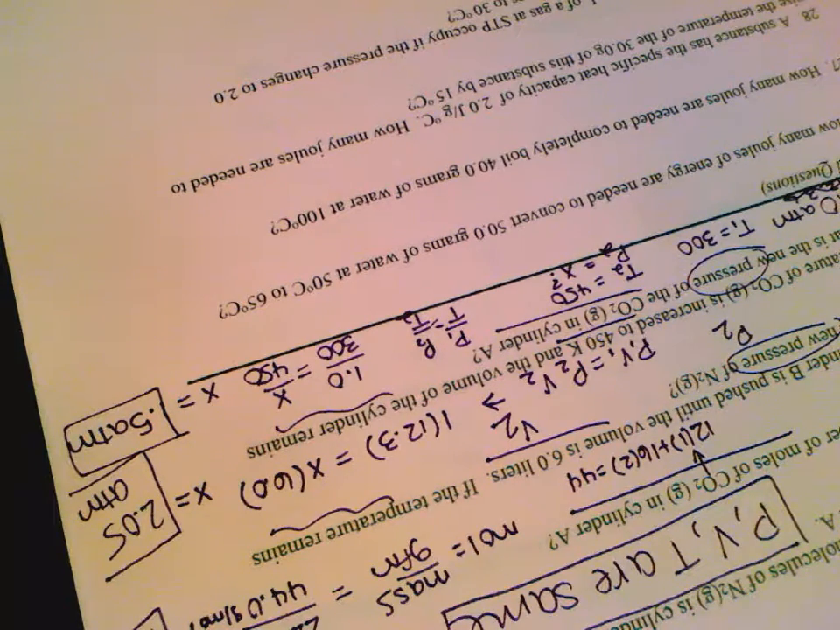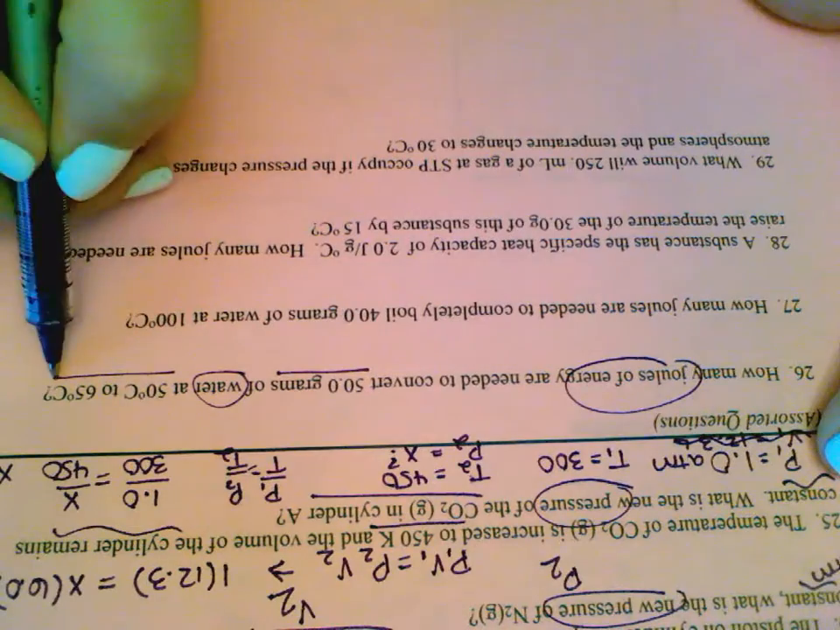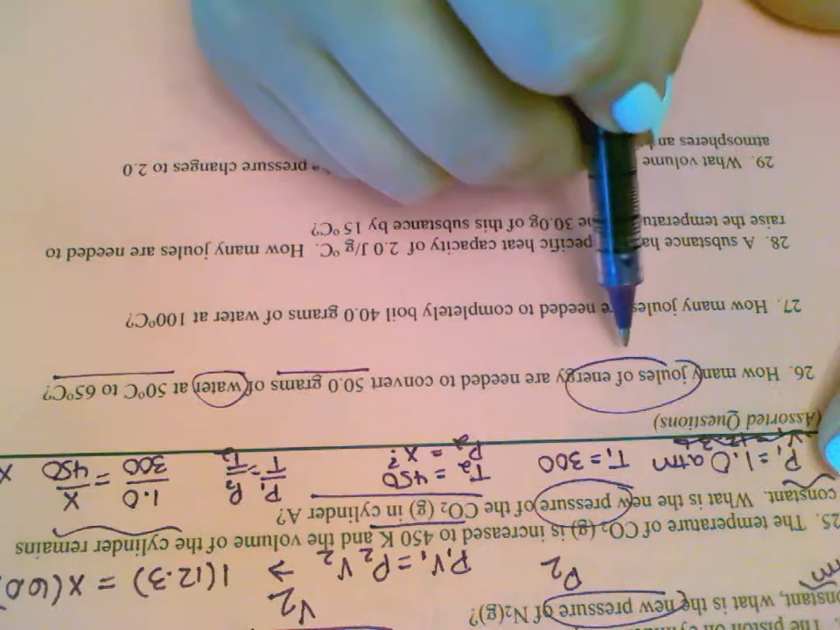Okay, now I have some more assorted questions. So I don't necessarily go with anything else. See if we can figure these out. So it says, how many joules of energy are needed to convert 50 grams of water at 50 degrees Celsius to 65? They're asking for joules.